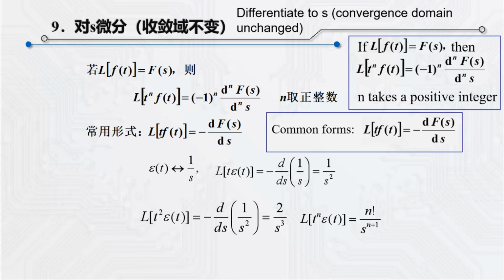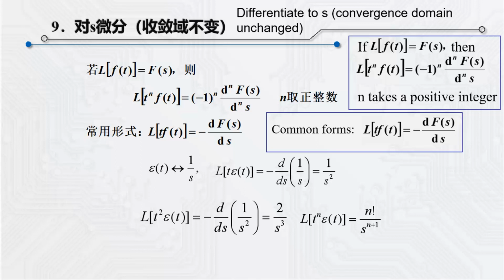We know that the Laplace transform of epsilon t is 1 over s. Then the Laplace transformation of t times epsilon t is the negative derivative of 1 over s, equal to 1 over s squared. Then the Laplace transformation of t squared epsilon t is the negative derivative of 1 over s squared, which equals 2 over s cubed.